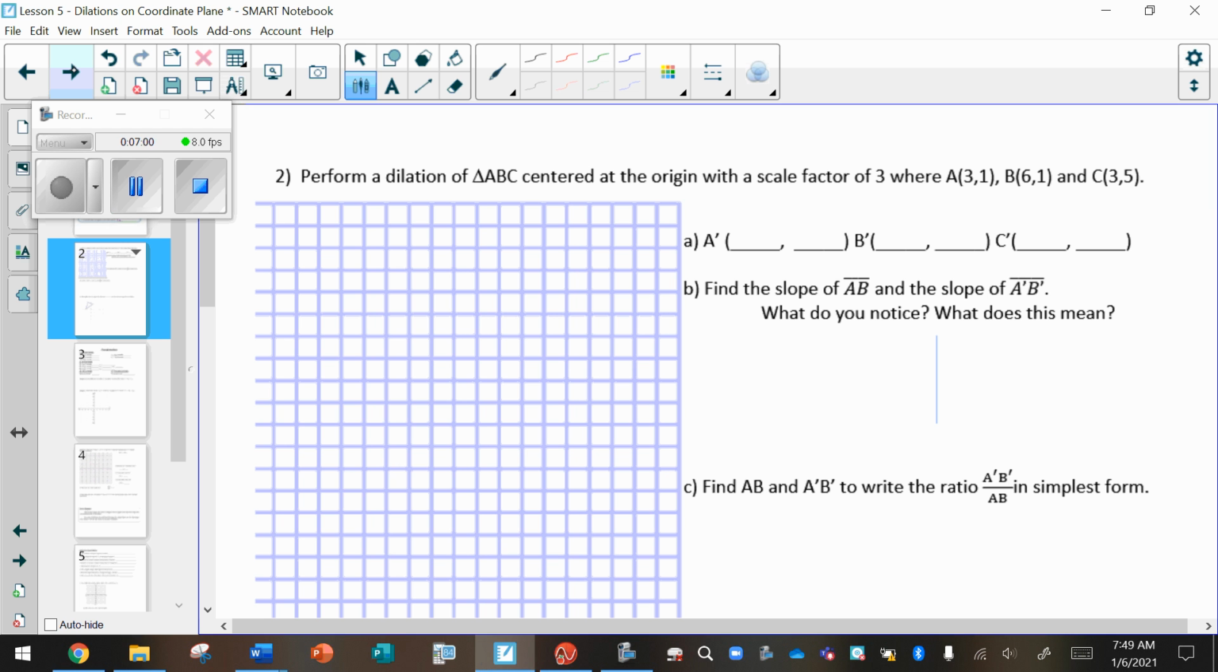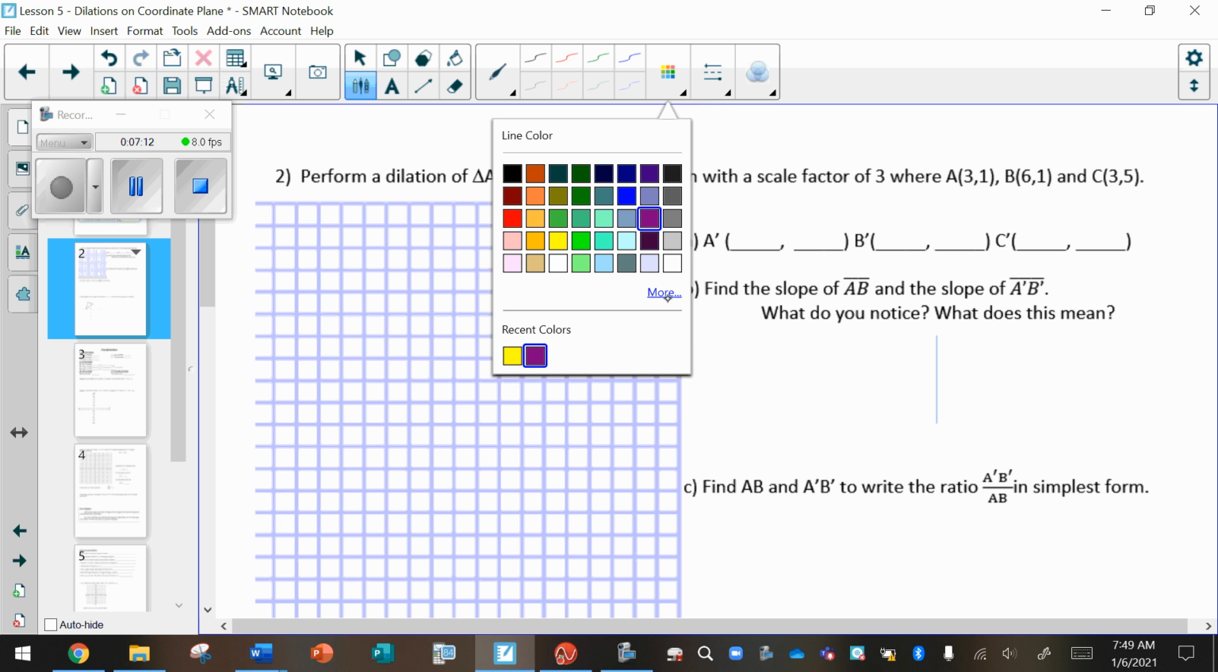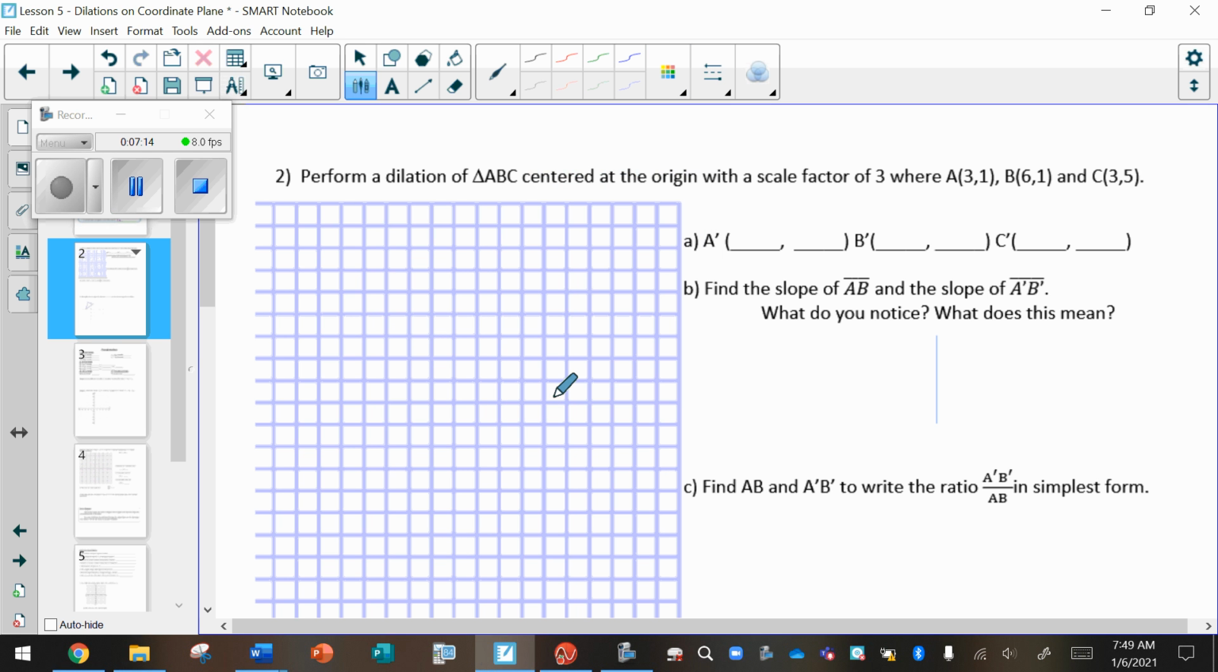All right, so we're going to do a scale factor of 3 on triangle ABC, where A is the point (3, 1), B is the point (6, 1), and C is the point (3, 5). So what we would do is multiply each one of those coordinate values times our scale factor of 3. So 3 times 3 is 9. 1 times 3 is 3. 6 times 3 is 18. 1 times 3 is 3. 3 times 3 is 9. And then 5 times 3 is 15.